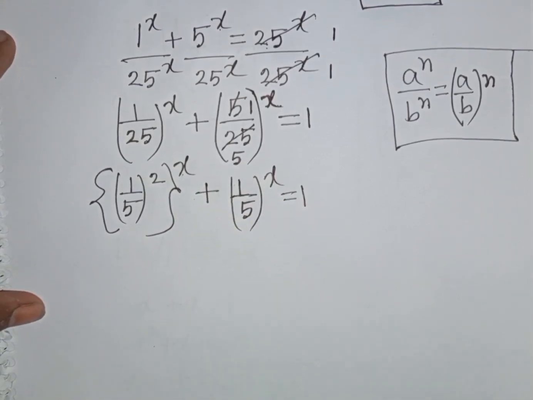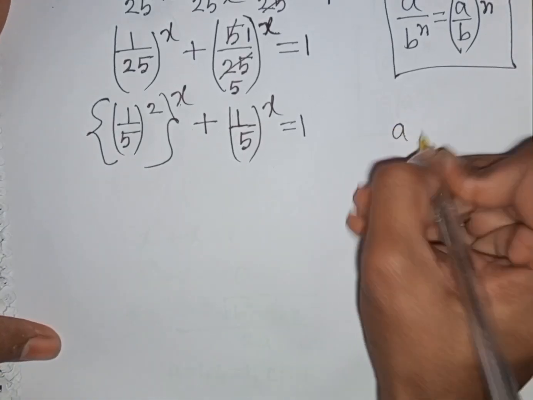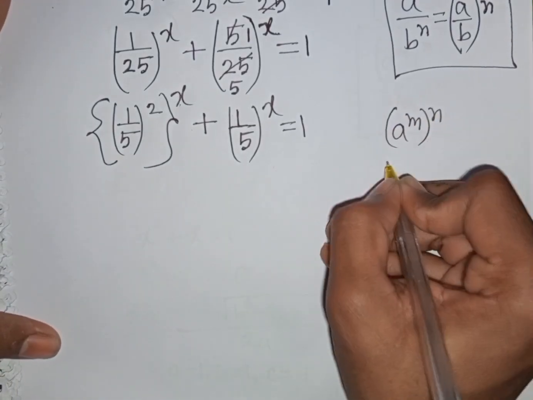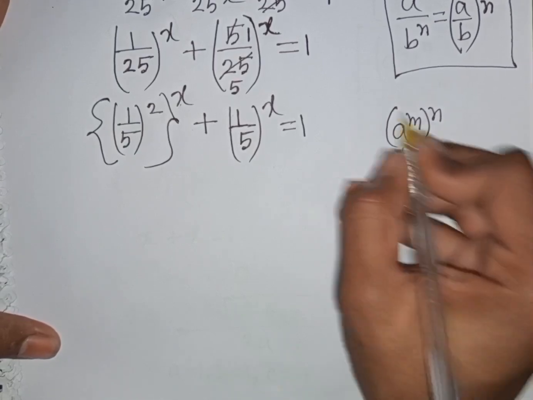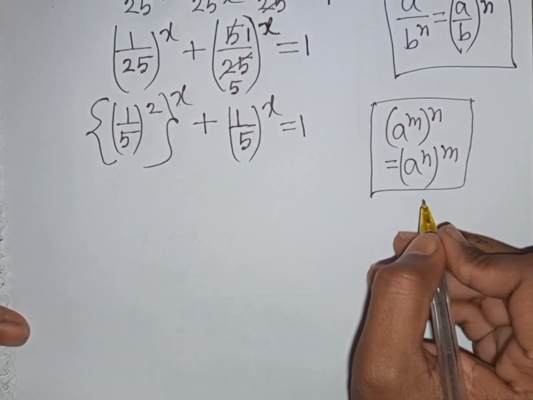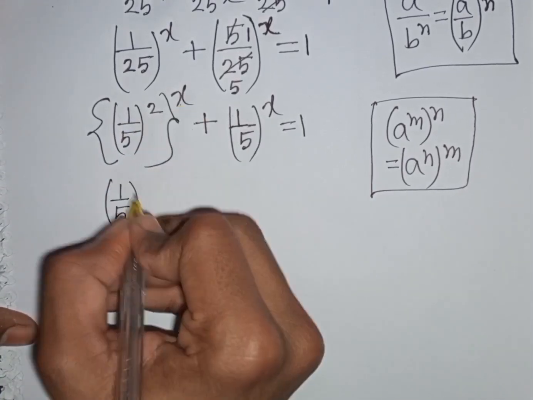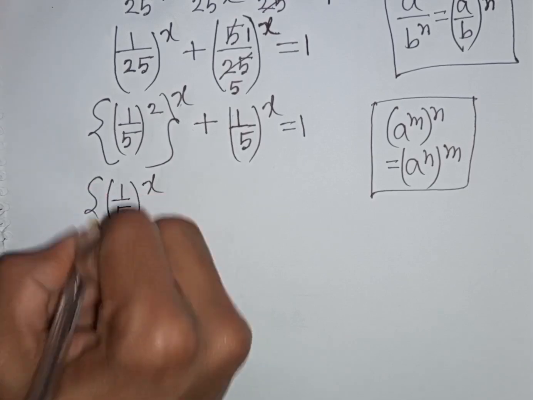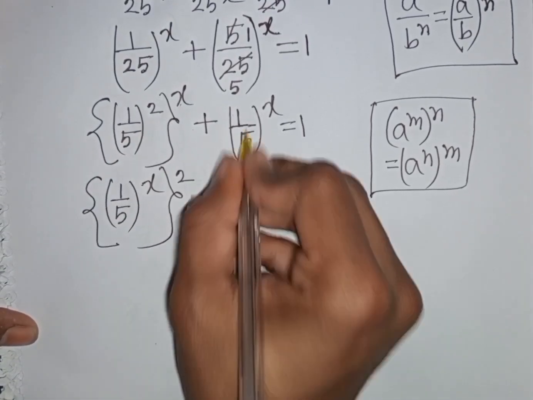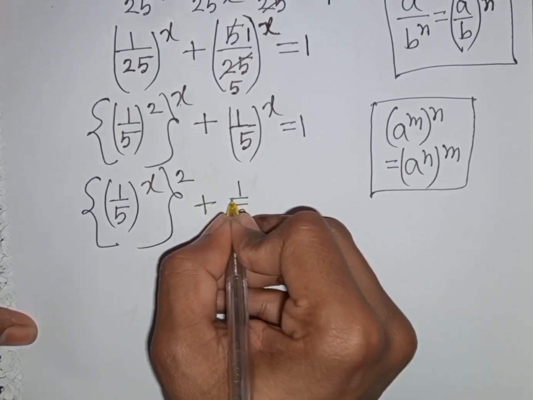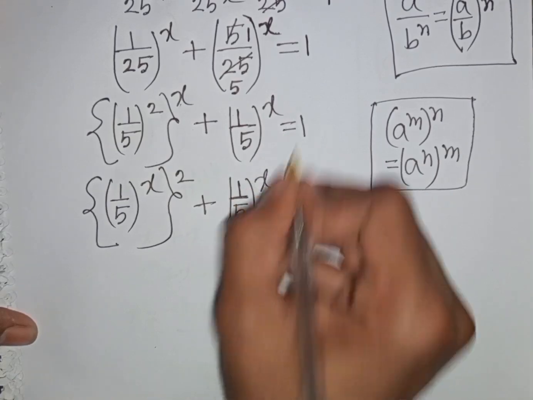Now we see here we can apply this rule, a power m bracket power n is equal to a power n bracket power m. So according to this exponential rule, I can write here 1 by 5 bracket power x, then second bracket power of 2 plus 1 by 5 bracket power x is equal to 1.